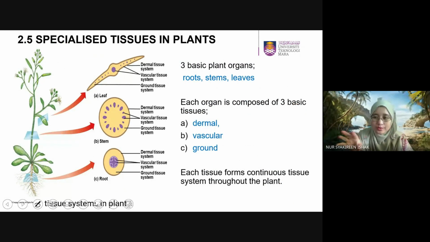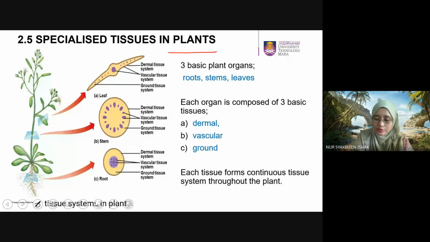So those are the different types of tissues in animals. So we have epithelial tissues, we have connective tissues, and then we have also muscle tissues, and then also the nervous tissues. So these are the tissues in animals, including human lah. Okay. So and then the next one we are going to look at specialized tissue in plants.